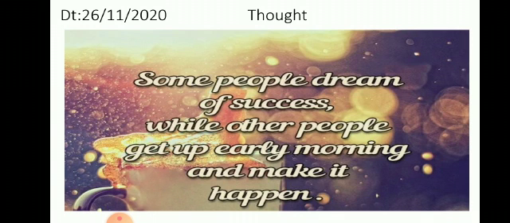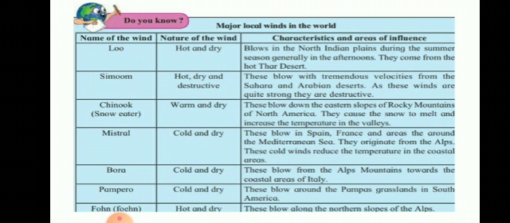So, students, let us continue our chapter. In the previous period, we have seen land breeze and sea breeze. We have also seen mountain breeze and valley breeze. Now, just have a look at this table given on page number 26. You can open your textbook, page number 26. These are the major local winds around the world. We will just have a look at it.